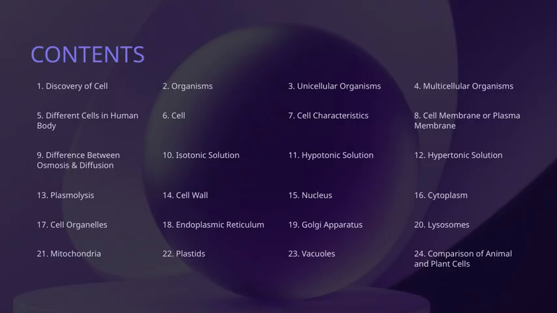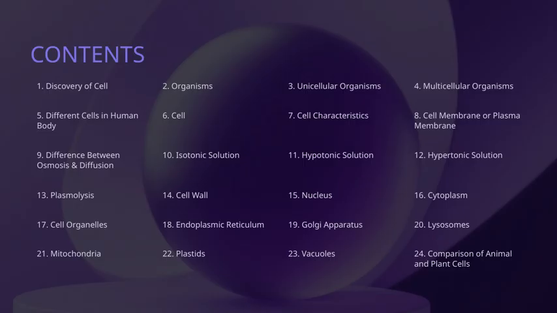We'll then examine the structure of a typical cell, including key components like the cell membrane or plasma membrane, which controls what enters and exits the cell. From there, we'll discuss cell wall, which provides additional support in plant cells, and delve into important cell organelles such as the nucleus, mitochondria, endoplasmic reticulum, Golgi apparatus, lysosomes, and vacuoles.